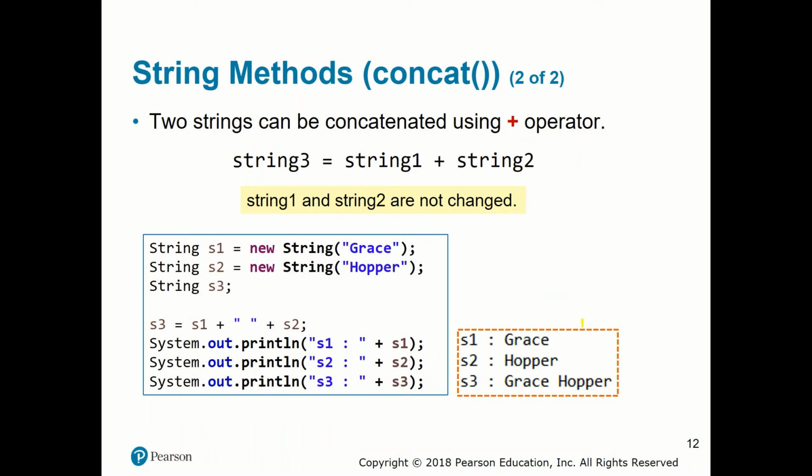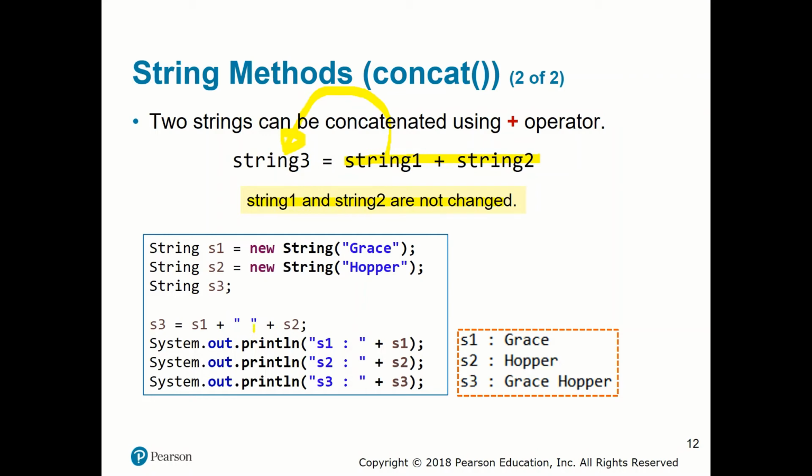I think you remember the plus operator. If we use the plus operator with numbers, then it is an addition. If we use the plus operator with strings, that means concatenation. So instead of the concat method, you can use a plus operator. Like this, string 1 plus string 2 means concatenate string 1 and 2, and then assign the concatenated result to string 3. At this time, string 1 and string 2 are not changed.